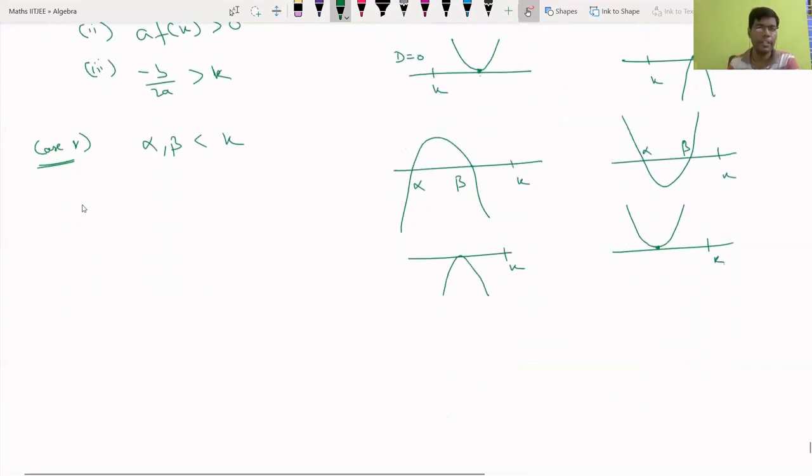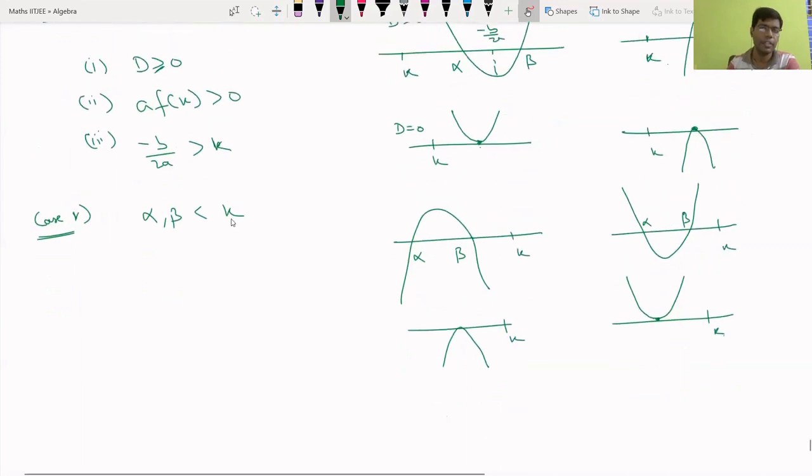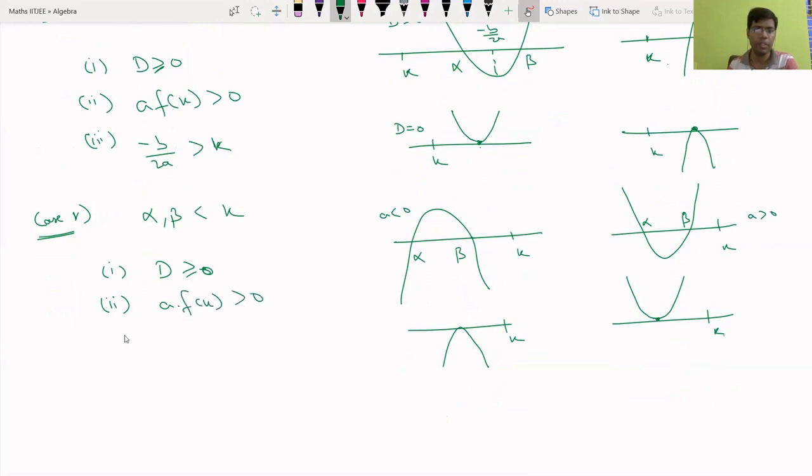So in this case, again, the conditions are similar. The first condition which I need to check is my discriminant should be greater than or equal to 0. The second condition which I need to check is when my a is negative, my f of k is negative. When a is positive, then f of k is positive. So the product of a and f of k is always positive.